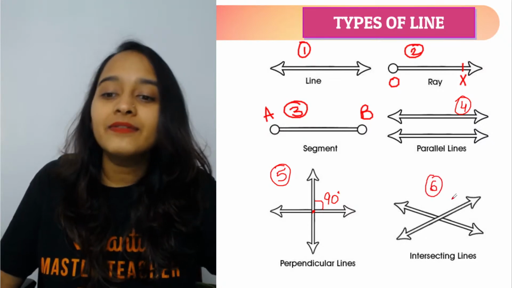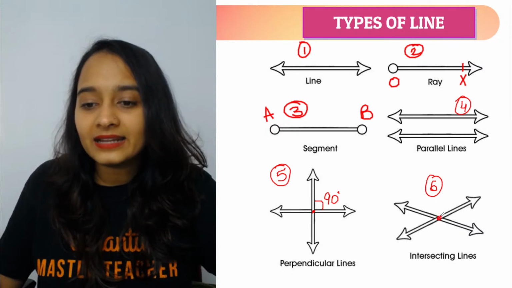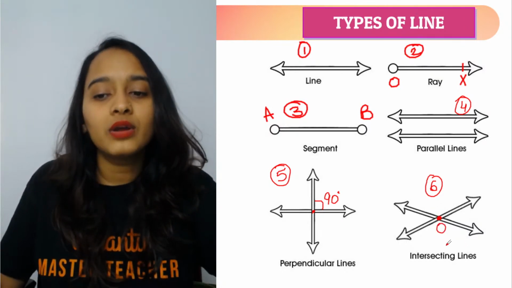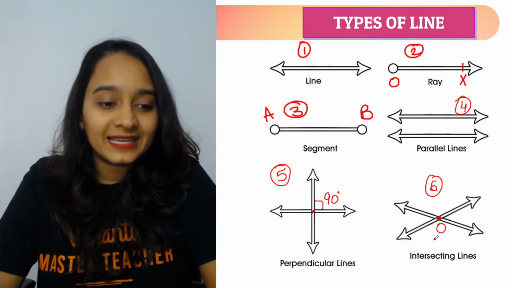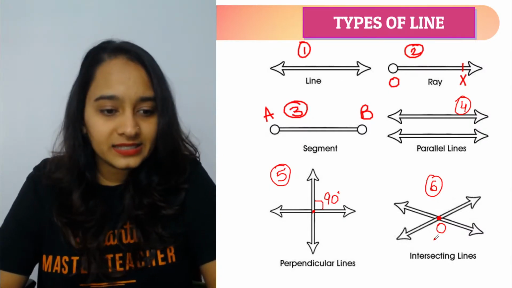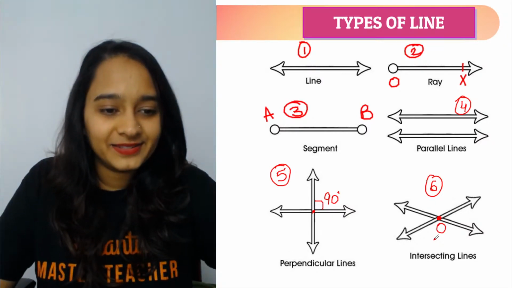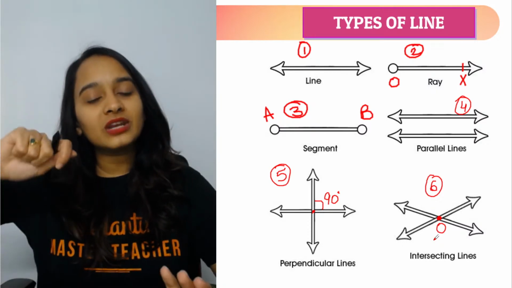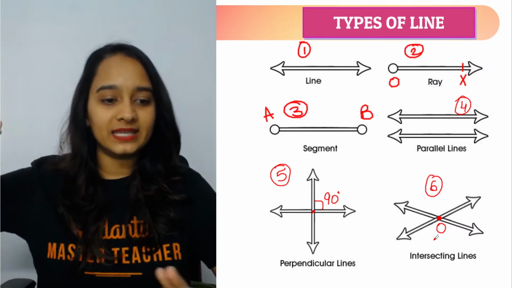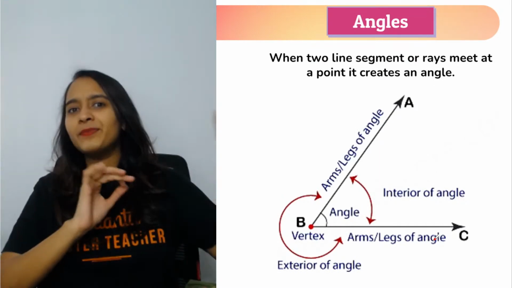And then you have intersecting lines. Two lines randomly intersecting at this one point, let's say O, then these two lines are called intersecting lines. Easy peasy? Yes, easy peasy. Awesome, awesome. A line can be stretched infinitely. A ray also can be stretched infinitely, but only on one side. The other side is fixed. Okay? Now, the lines part is over.